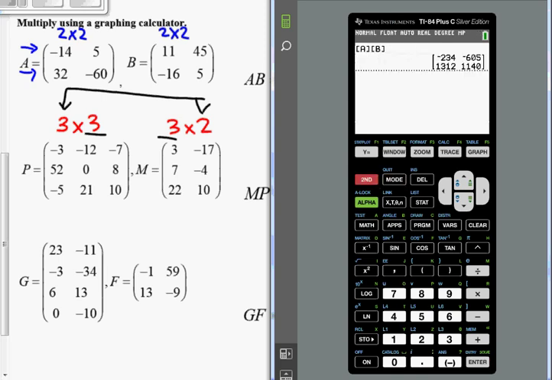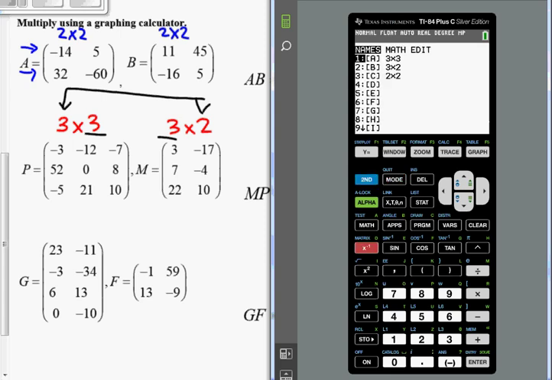And then second matrix again to go over to edit and put in my matrix B. Matrix B we see is a 3 by 2, so 3 enter, 2 enter, and we have our 3 by 2 matrix. Plugging our numbers in, so 3, -17, 7, -4, 22, and 10. Quit out of there.